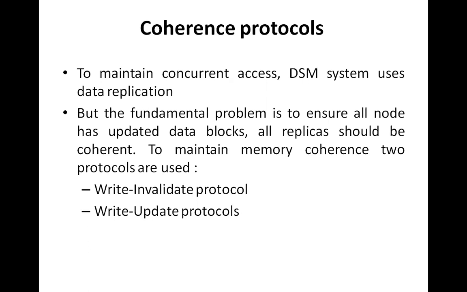But we have a fundamental problem with data replication, because all the copies which are available at the different nodes should be up to date. They should not be stale. They should not be old. So we are in need of certain rules and regulations, called a protocol, to keep all these replicas which are available at the different nodes coherent. And we have two methods by which we can do it. The first one is the Write-Invalidate protocol, and the second one is the Write-Update protocol.